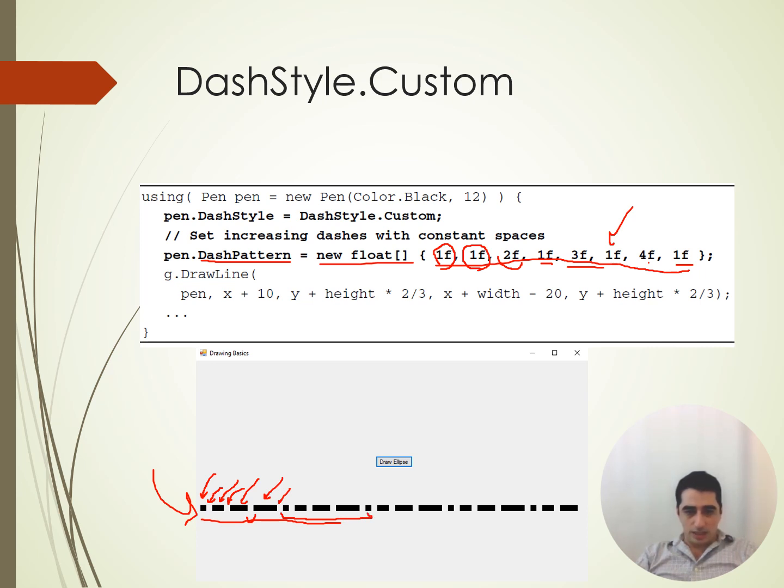So as you see, this pattern that I specified with green color has been repeated once here, once here, once here, and partially here. Why partially? Because we don't have enough space to draw the rest. So that's how you can create your dash styles by using an array of floats.